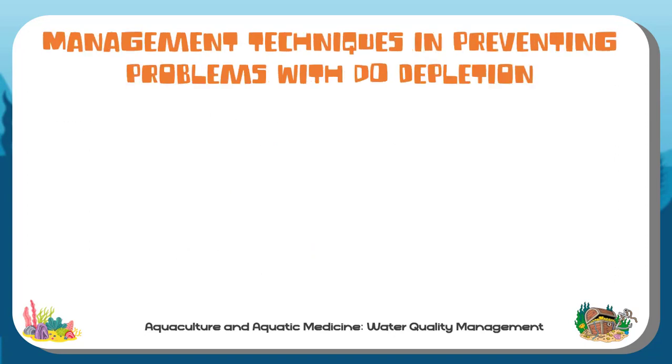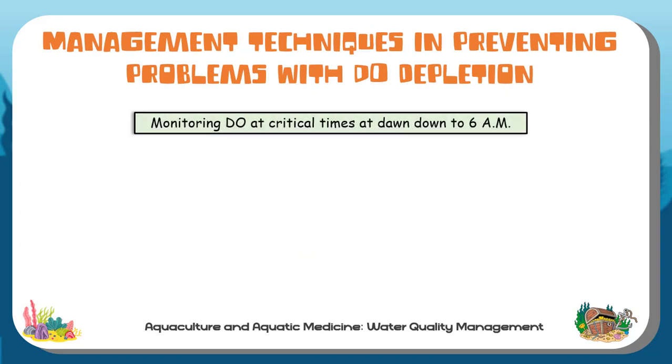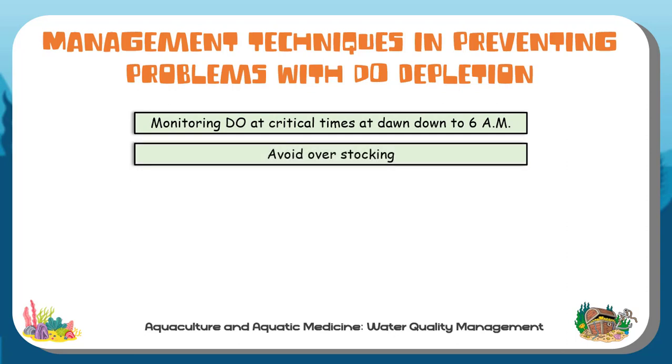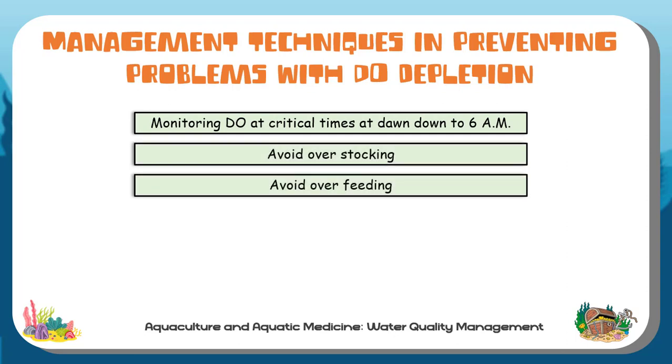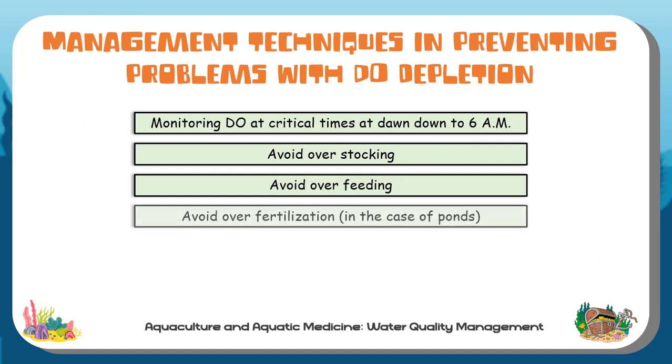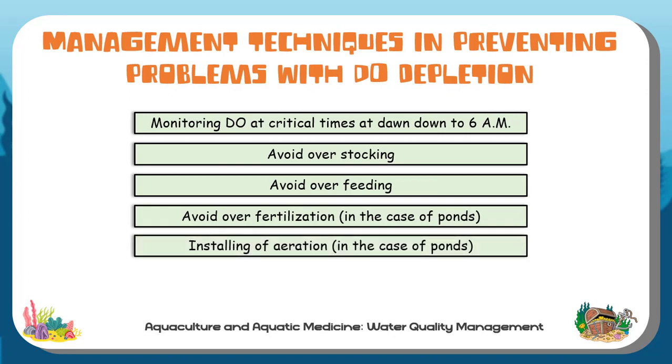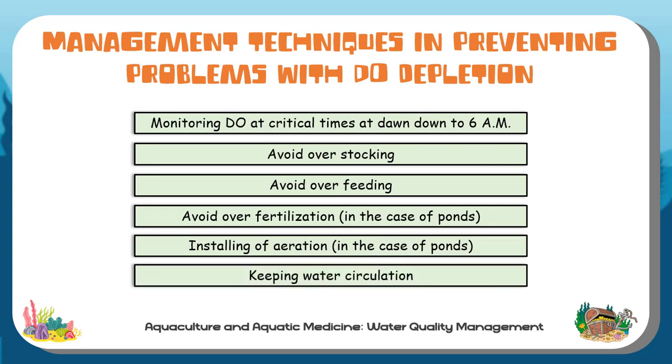Management techniques in preventing problems with DO depletion. Monitoring DO at critical times, at dawn down to 6 a.m. Avoid overstocking, avoid overfeeding, a sliding rule of feeding should be adopted, for example from higher to lower rate. Avoid over-fertilization in the case of ponds, install aeration in the case of ponds, and keep water circulation.